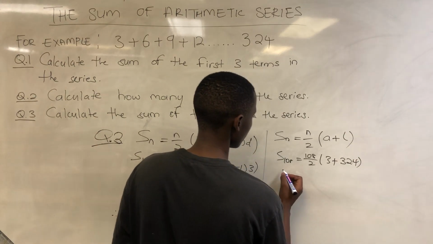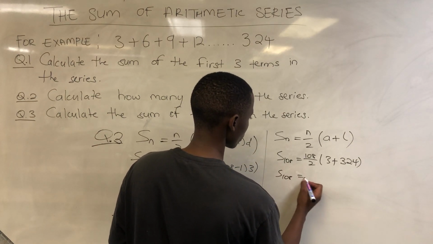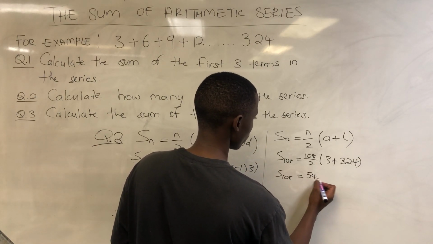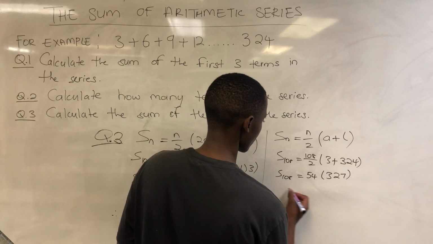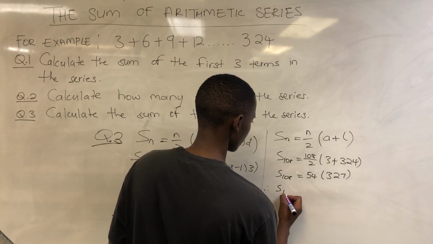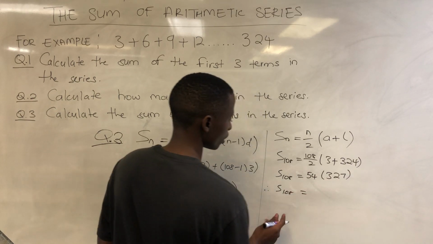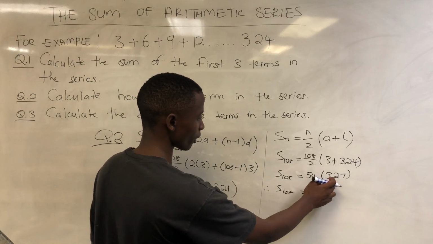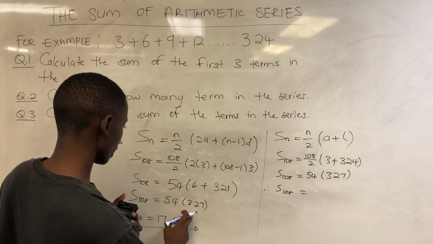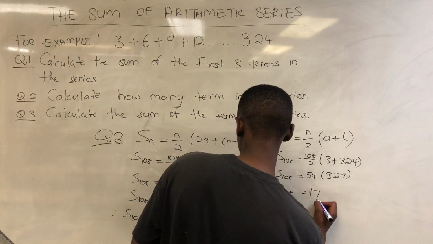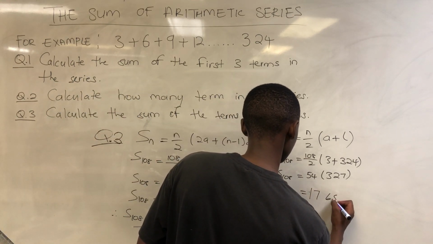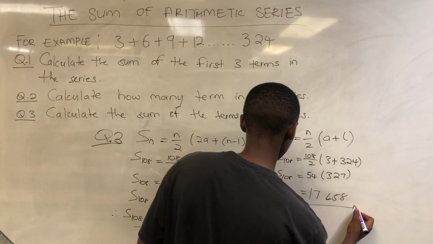So S108 will be equal to 54 times 3 plus 324, which is 327. So it will be 54 multiplied by 327, which is 17,658. Very simple. Can you see that, guys?